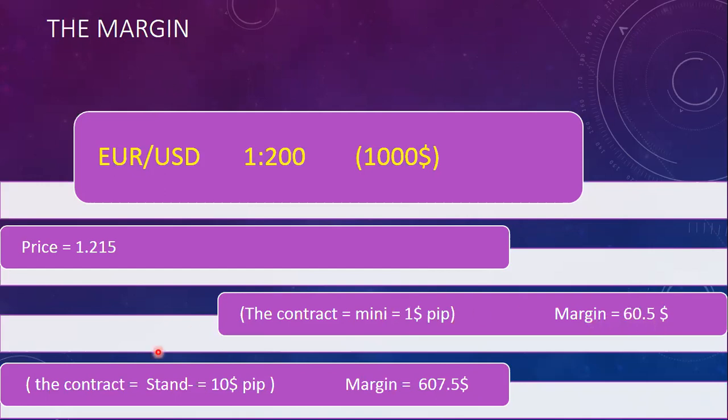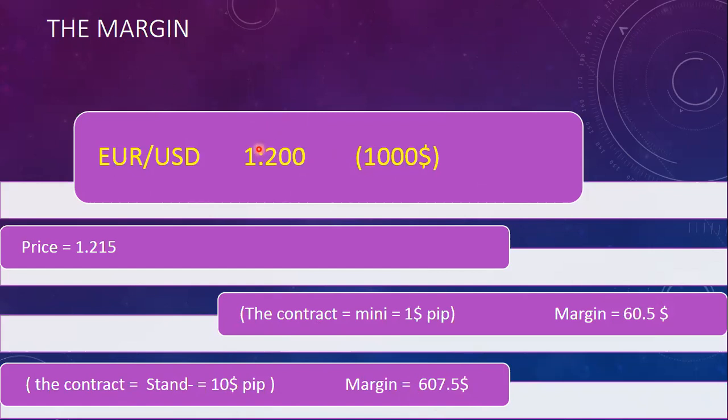The same when I open a standard contract, it means $10 per pip. So I will find the margin is $607.50. It means that I can go with a $1,000 account and open a standard trade if I have 1 to 200 leverage. If I have 1 to 400 leverage, they take only $30, for example, in a mini contract, and $300 something for the standard contract. So more leverage means I have the ability to go in bigger trades, and I have bigger risk. So bigger leverage means bigger risk.